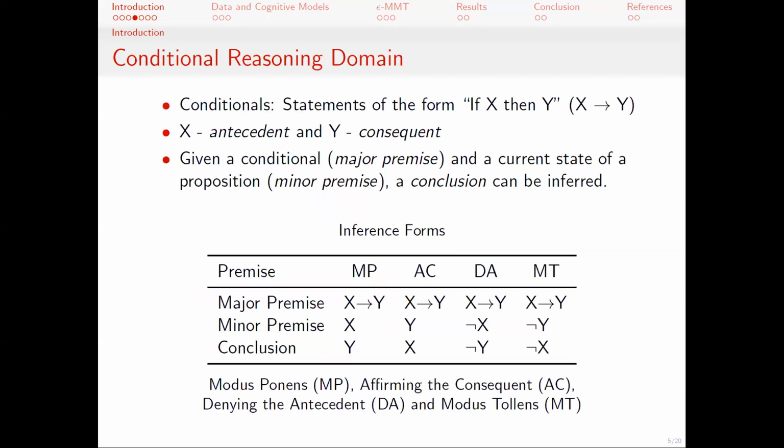Before we dive into this, let's have a quick refresher on the conditional reasoning domain. Conditionals are statements of the form if X, then Y, where X is called the antecedent and Y the consequent. Given a conditional rule, also called a major premise, and the current state of one proposition, also called a minor premise, a conclusion can be inferred. In this table, the four inference forms are shown. For example, given a rule, if X then Y, and given that X is true, we can conclude that Y is true by following the modus ponens inference form.